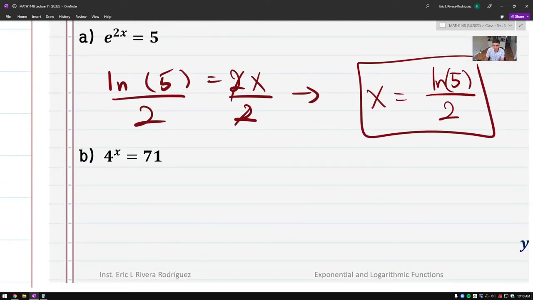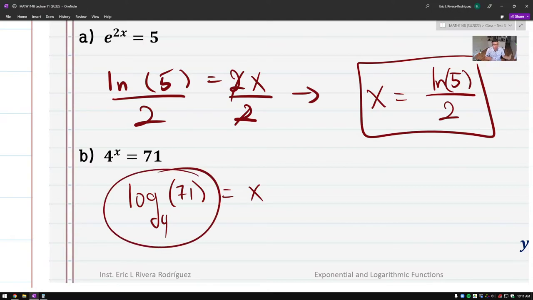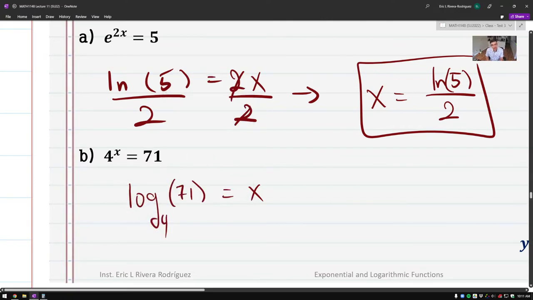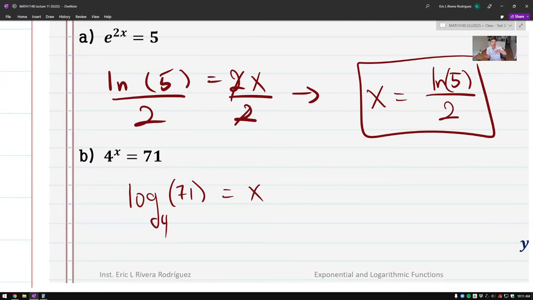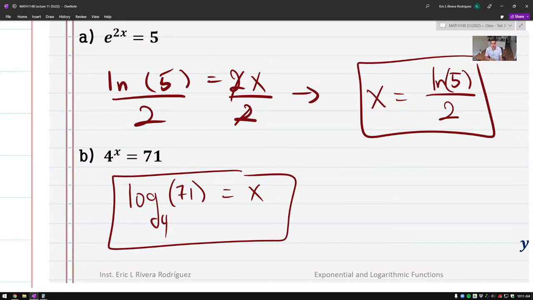Let's do the other one. I have here log base 4 of 71 equals x. That's it. We solved the problem. Because what we have here on the left side is again a value. That is the value of x. We can go to the calculator, but usually not all calculators have the function to write different bases for logarithmic functions, okay? So again, we leave it like this. That is the solution. Log base 4 of 71 is equal to x. That is the value. Yes, Mohammed, we are going to use ln for e only. When we have the base equal to e, ln, yes.